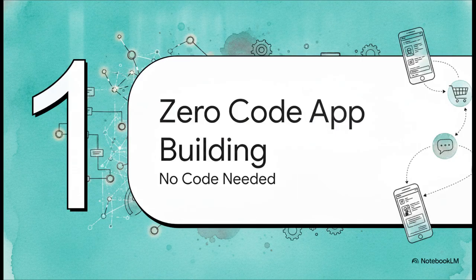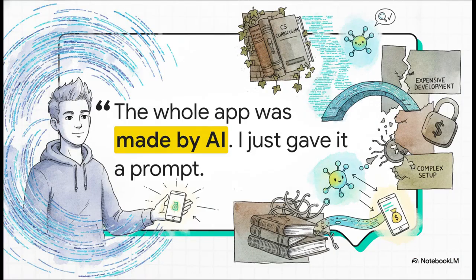Starting off with Section 1, Zero-Code App Building. That young man's secret was pretty incredible. He said the whole app was made by AI. I just gave it a prompt. I mean, wow. That quote perfectly captures the magic here.